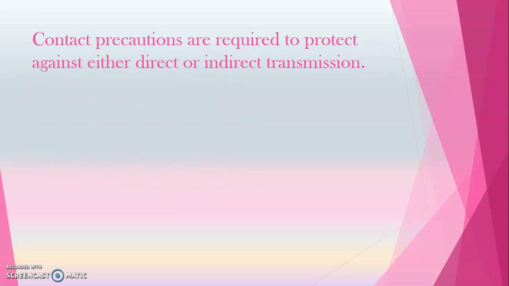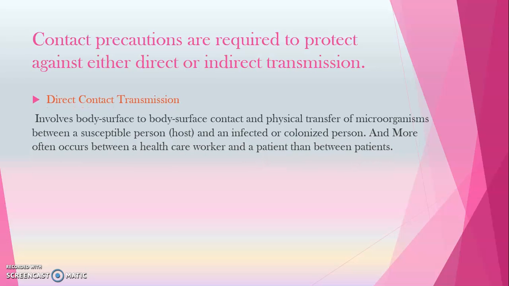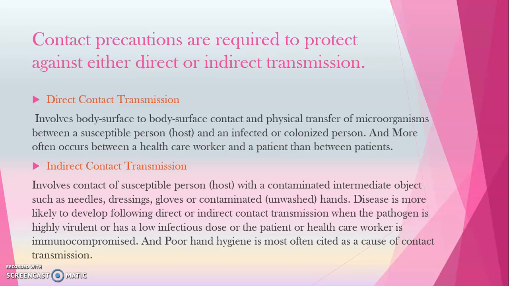Contact precautions are required to protect against either direct or indirect transmission. Direct contact transmission involves body surface to body surface contact and physical transfer of microorganisms between a susceptible person or host and an infected or colonized person, and more often occurs between a healthcare worker and a patient than between patients. While indirect contact transmission involves contact of a susceptible person or host with a contaminated intermediate object such as needles, dressings, gloves, or contaminated hands.